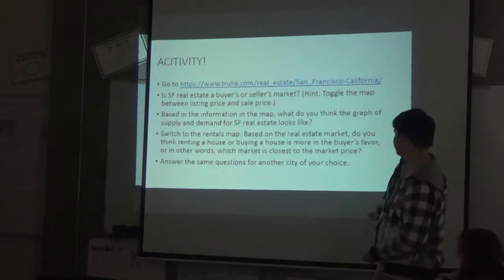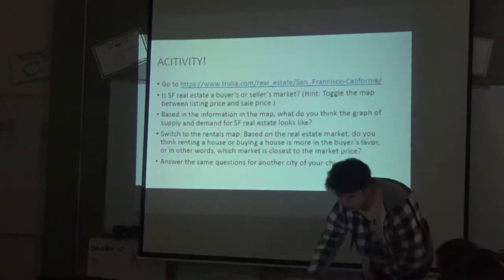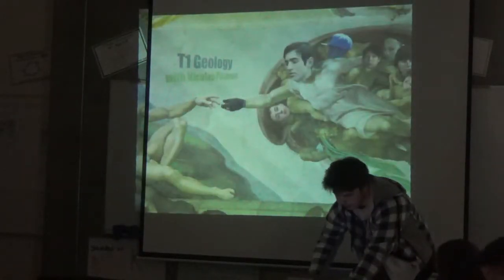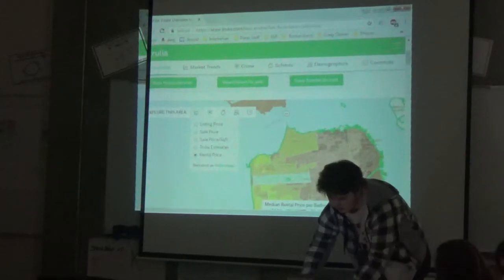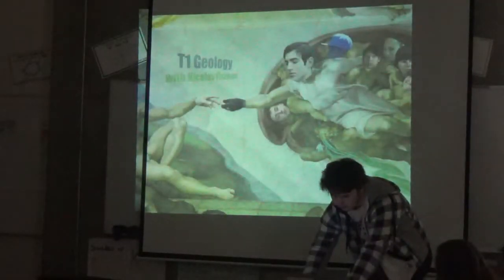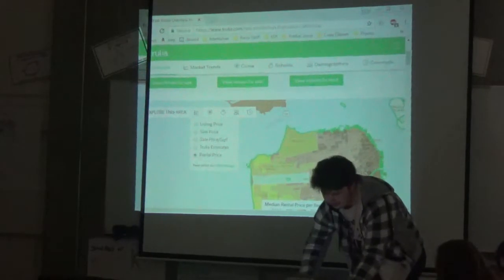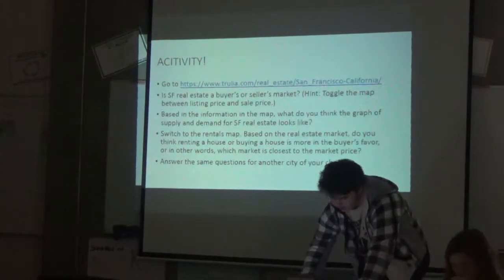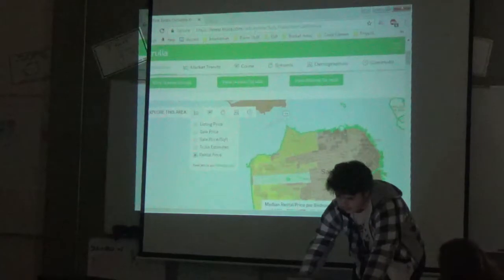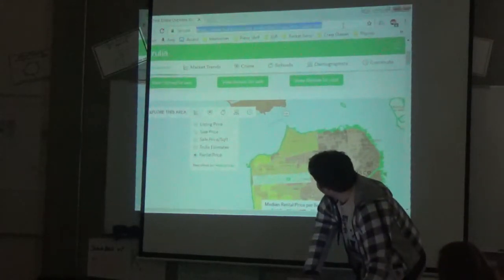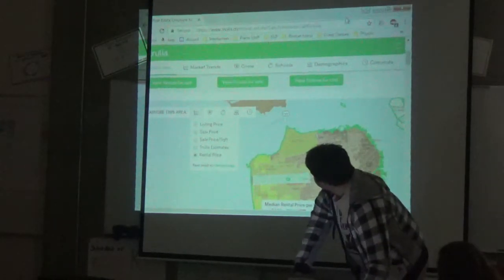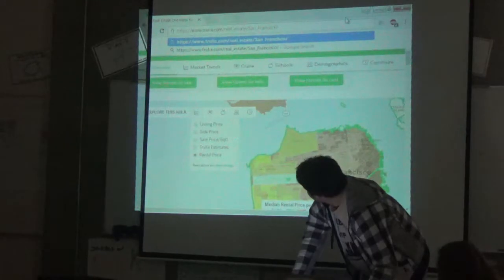The next is to do it for another city of your choice. I'm pretty sure Trulia has a bunch of different cities. I tried this. Close the PowerPoint first. So go here, there we go. You can type in a different city. Just New York, and just test.